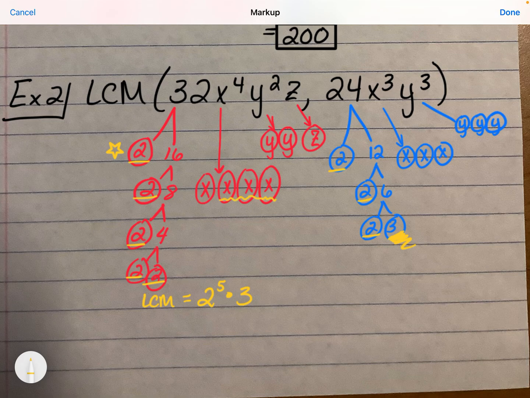The x's appear 4 times in 32, only 3 in 24. So I'm going to take it the 4 times, that time it appears the most often. There's 2 y's in 32, but there's 3 in 24. So I'm going to take all 3 of those from the 24 term. And then finally we have a z in that first term, and there's no z's in the second term. So we're going to multiply it that 1 time that we see. Multiply all of these together and we get 96 x to the 4th y cubed z.